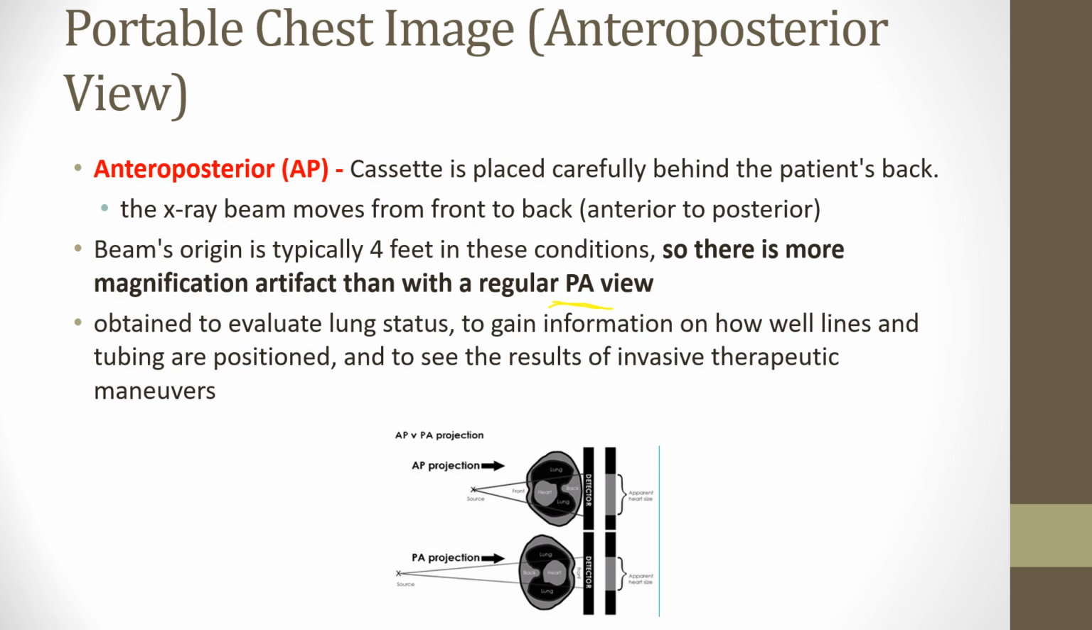We can still see their central line if they caused a pneumothorax with the central line, like a subclavian. We can still see if their OG tubes are placed correctly or NG tubes are placed correctly. So there's still a lot of valuable information. We can still see if there's a lot of atelectasis. We can still see if there's a lot of stuff going on, especially with invasive procedures with an AP film. So it's not incompetent in what it can do.